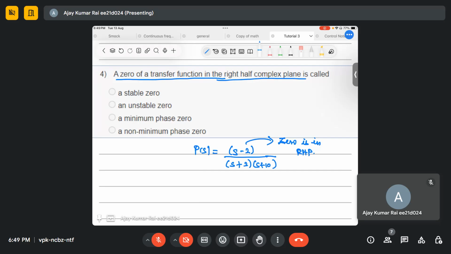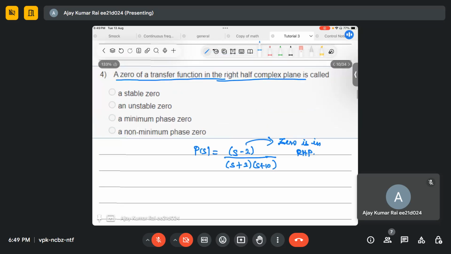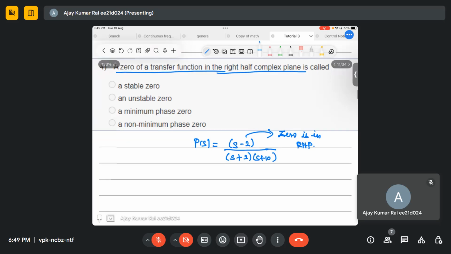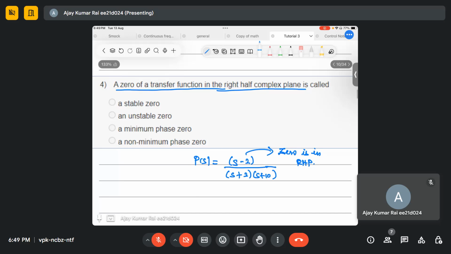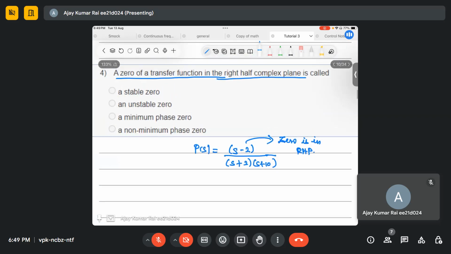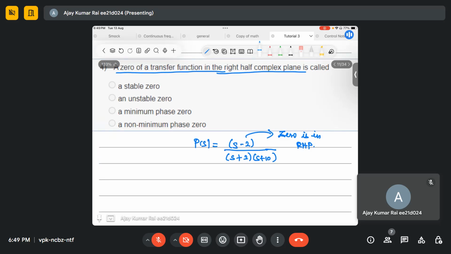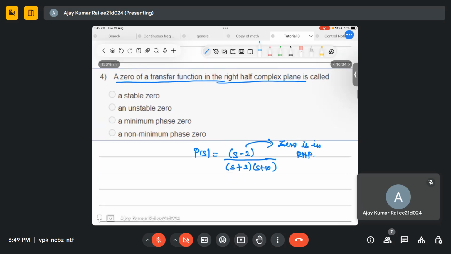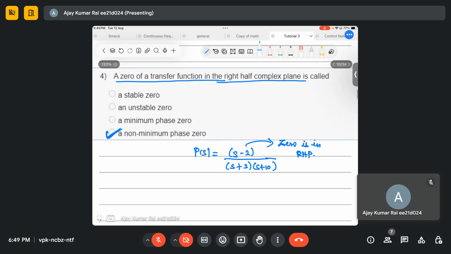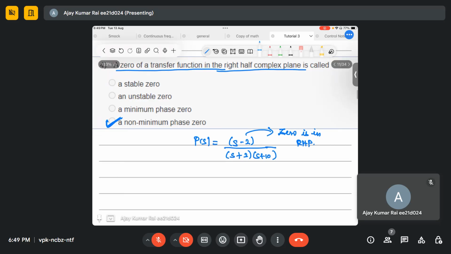So you have seen this. So what is this called? A non-minimum phase zero. We have seen its effect also. It will not make the system unstable, but temporarily your response will be moving in the opposite direction. And this is called a non-minimum phase zero. In the theory classes we have seen this. Zero of a transfer function in the right half complex plane is called a non-minimum phase zero.